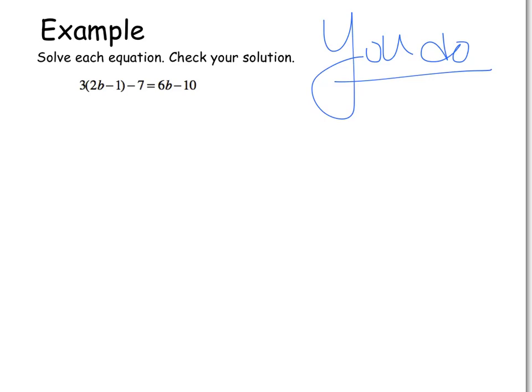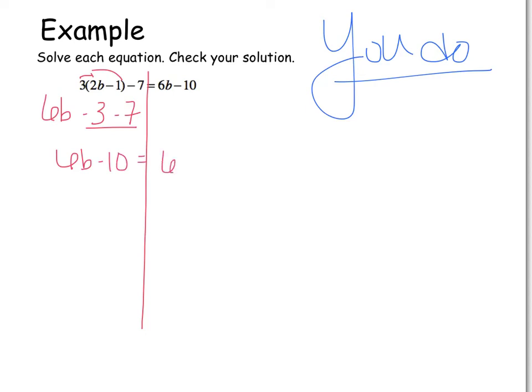All right, let's try this. On the left, we need to distribute that 3, get rid of those parentheses, so I have 6b minus 3 minus 7. I'm going to just drop that 7 down. I can combine my like terms of negative 3 and negative 7, so that's 6b minus 10 equals 6b minus 10. Now I'm going to subtract 6b from both sides.